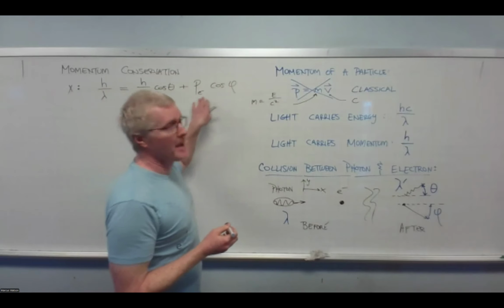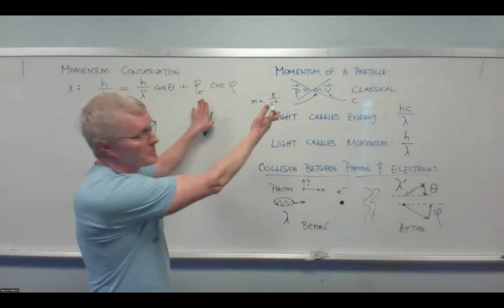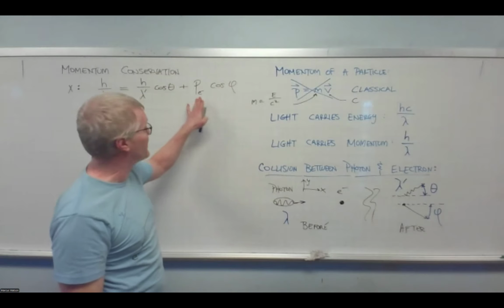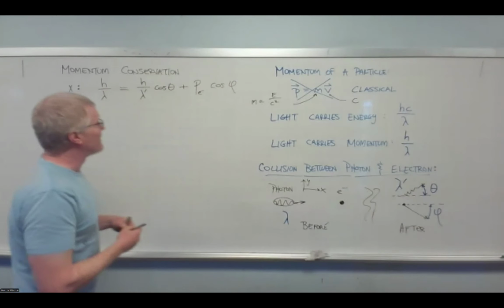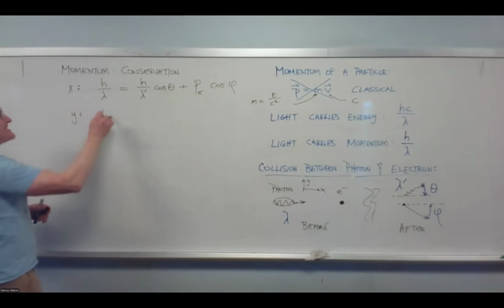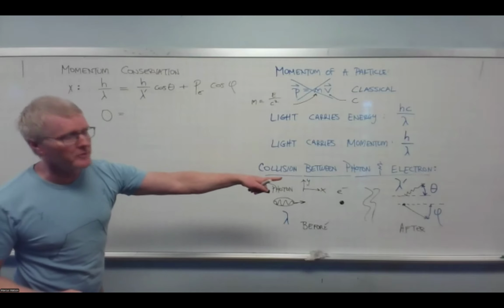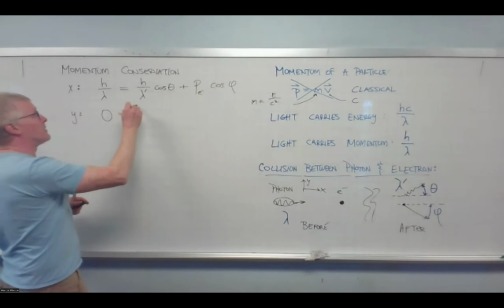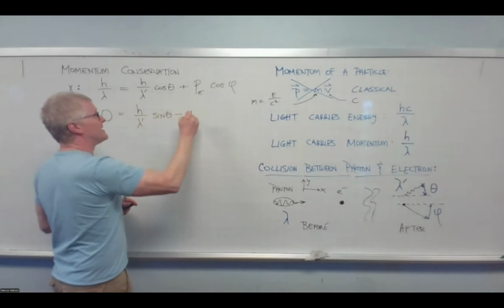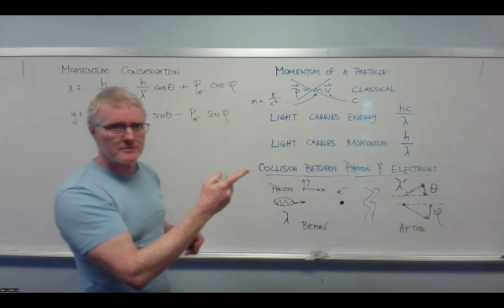If you like, that could be mv, because the electron, if it's moving non-relativistically, would be described by this classical momentum idea here. So that could be just mv. If I look at the vertical direction, I would say that I have 0 initially. Nothing moving up or down. I do have those two over there. They should balance. So I should be able to write that h over lambda prime times sine theta minus electron momentum times sine phi should equal 0.